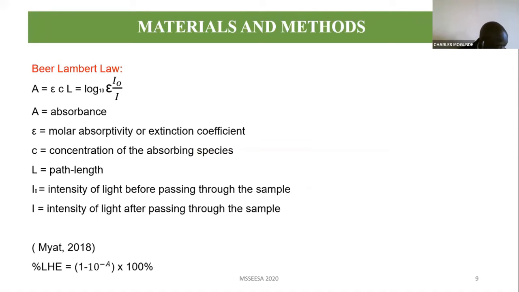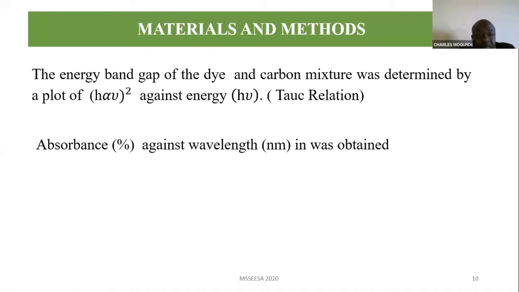Beer-Lambert law explains the relationship between absorbance, molar absorptivity, concentration, and also the path length. Meat 2018 gives a formula which can tell us about the conversion efficiency, the light harvesting efficiency of these absorbers that we obtain. Next slide, 10. The Tauc correlation was used to obtain the curve that gave us the energy band gap, and the absorbance which was obtained was utilized. Slide 11.